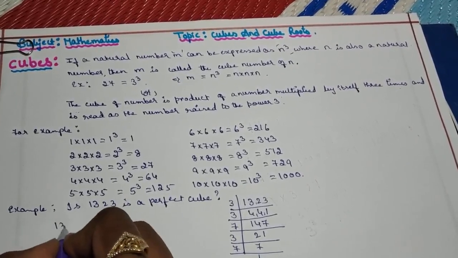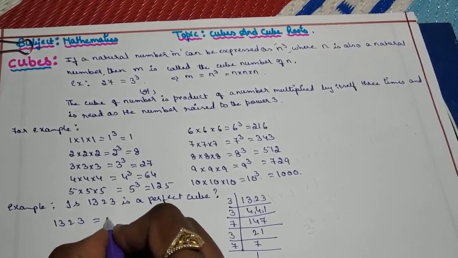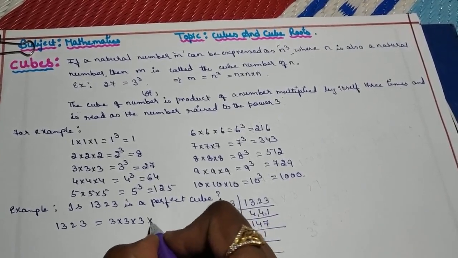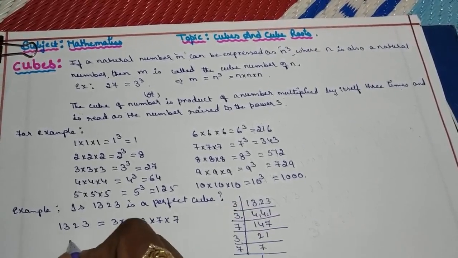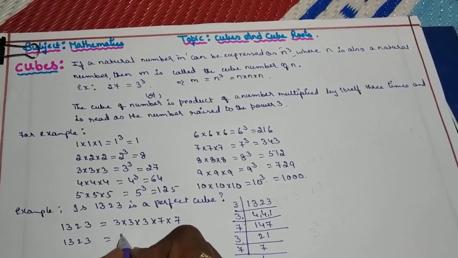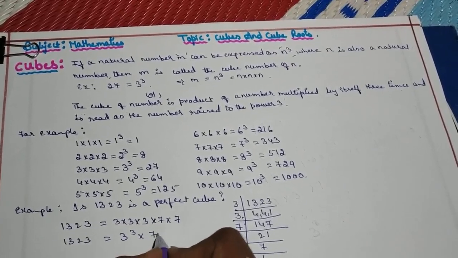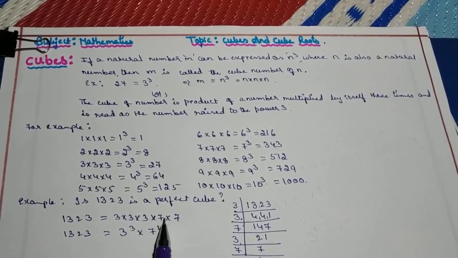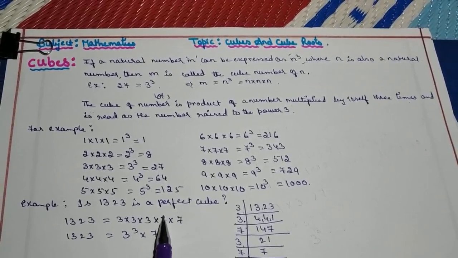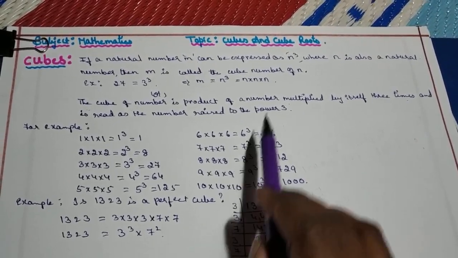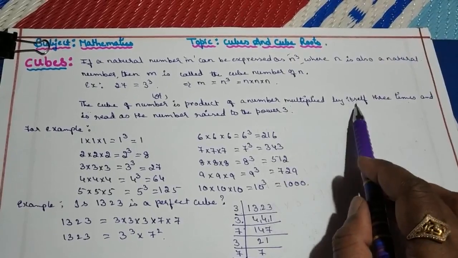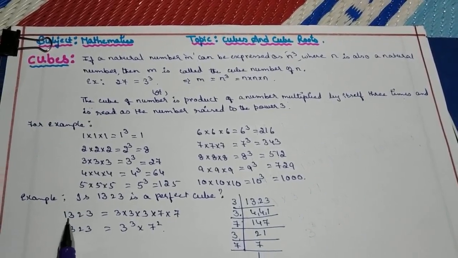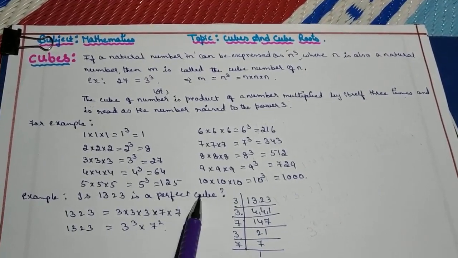So here 1323 can be written as 3 into 3 into 3, which is 3 times, and the factor 7 is 2 times. So here 1323 is equal to 3 power 3 into 7 square. We can see here the factor 3 is repeating 3 times, whereas the factor 7 is repeating only 2 times. To be a perfect cube, it should have a factor, a number multiplied by itself 3 times. But here we have 2 times.